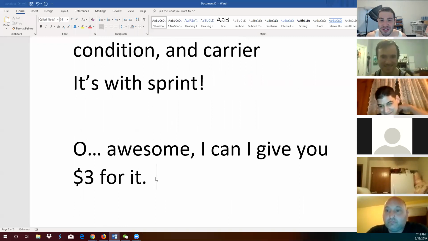We make the offer, and then we shut up. We don't say anything because we, A, need to let the person think about and ponder it, and B, if we start talking, it comes off as needy, and a lot of times we're justifying the price.